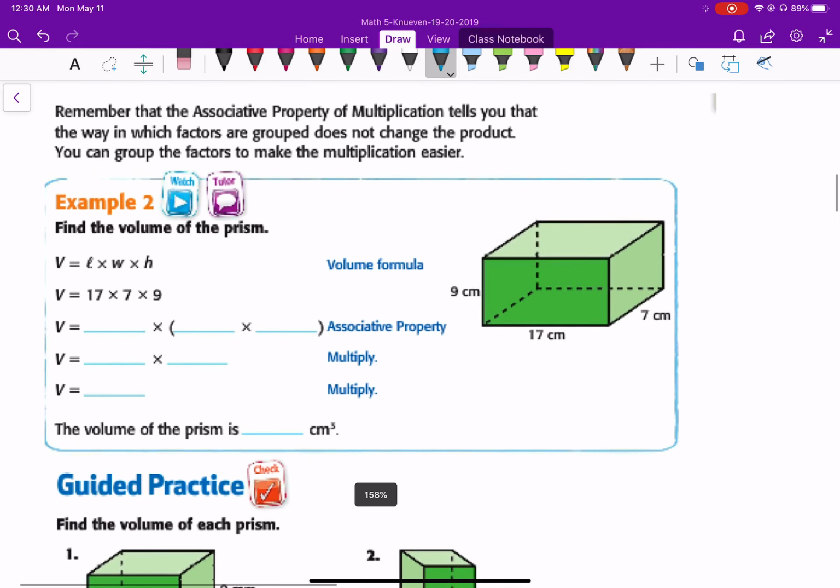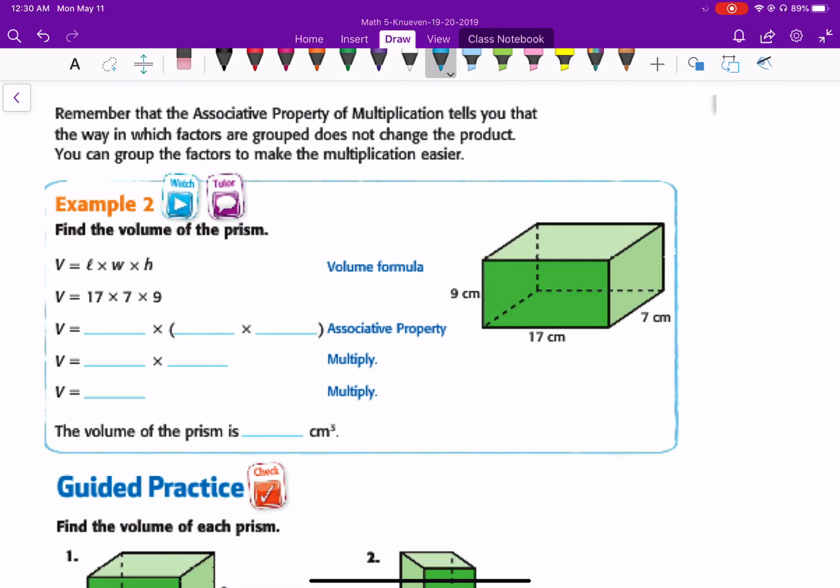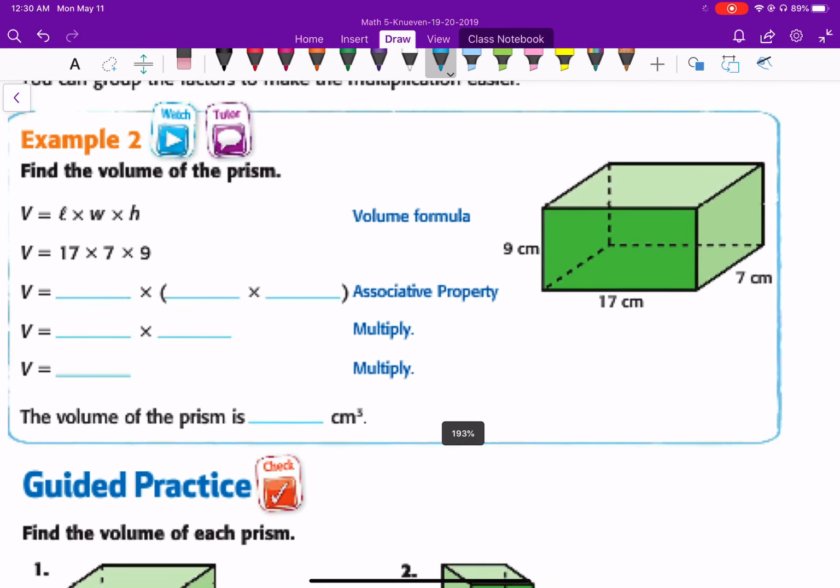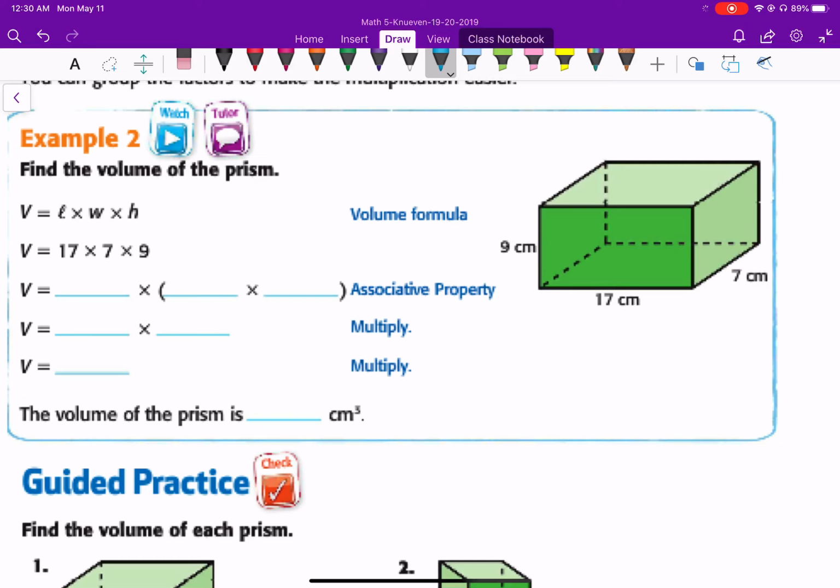All right, let's do another example down here. Find the volume of our prism. So the length times width times height. The way that they order these, I can see that my length is 17, my width is 7, and my height is 9. It doesn't matter the order that I multiply them in. I can change up the order as much as I need. So my volume is going to be 17 times 7 times 9.